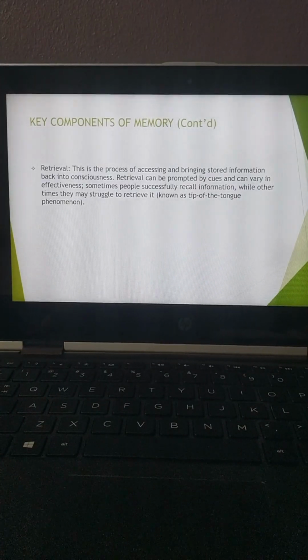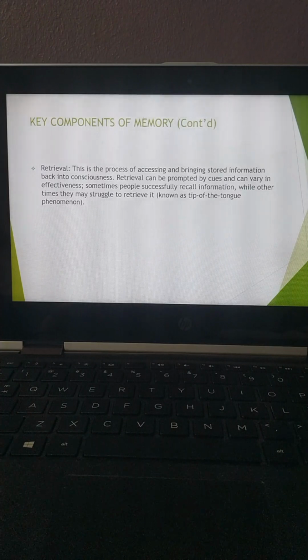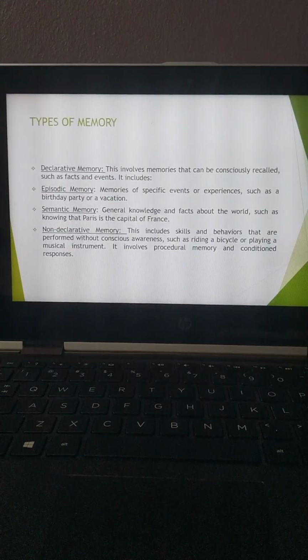We also talked about retrieval, and this is the process that has to do with how we retrieve or how we access the information that has been stored when we need it. We talked about the types of memory when it has to do with capacity: the declarative memory, which consists of the episodic memory and the semantic memory, and the non-declarative memory, which has to do with skills and behaviors that are performed without conscious awareness.